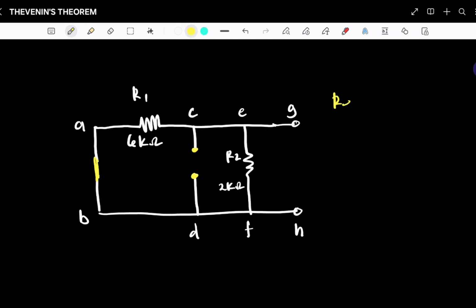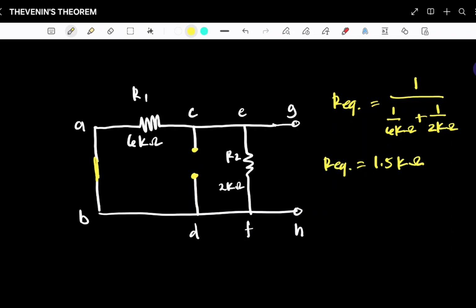equivalent resistance is equal to 1 over 1 over 6 kilo ohms plus 1 over 2 kilo ohms, which is equal to 1.5 kilo ohms. So this is the equivalent resistance as seen from the terminals G and H. So therefore, Thevenin resistance RTH is equal to 1.5 kilo ohms.